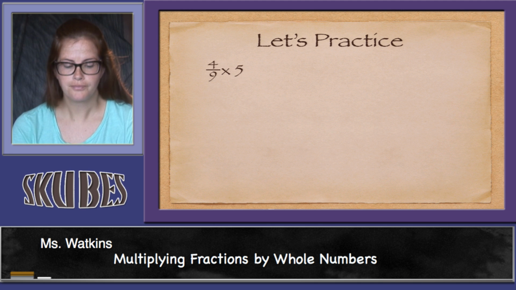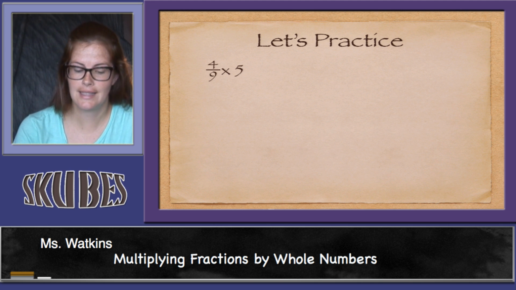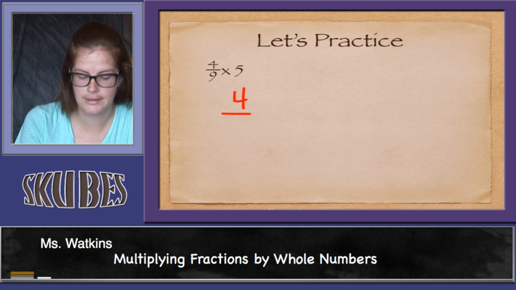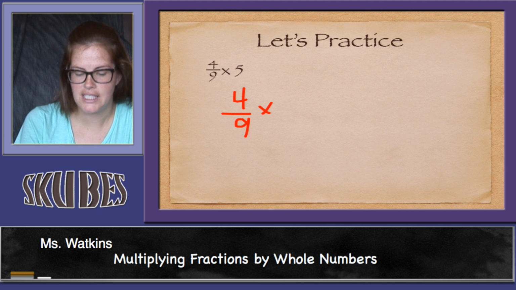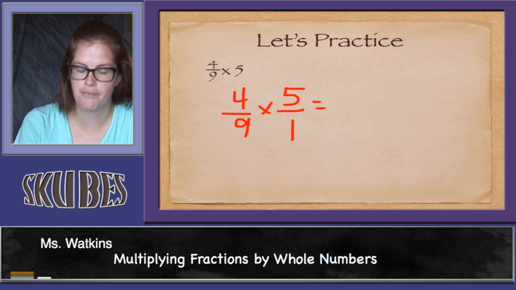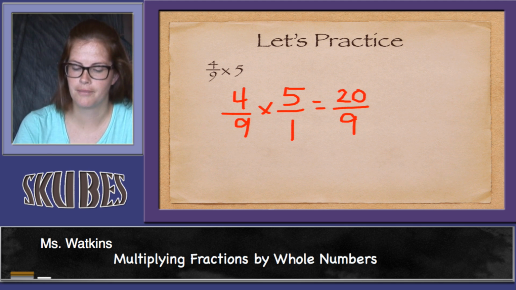All right, let's practice. We have 4/9 times 5. So I need to rewrite this 5 as a fraction by just putting it over 1. And now I'm ready to multiply. 4 times 5 equals 20. 9 times 1 equals 9.